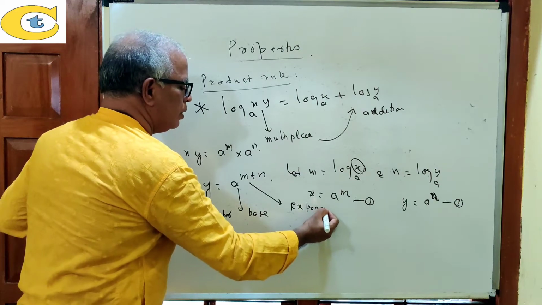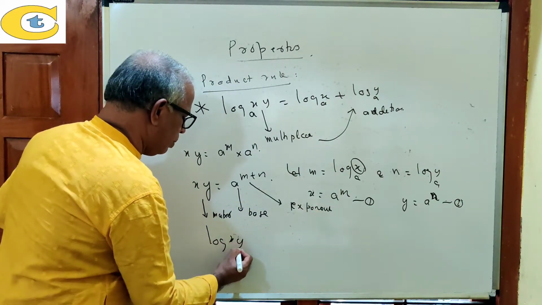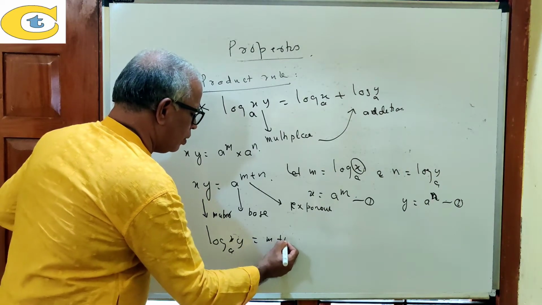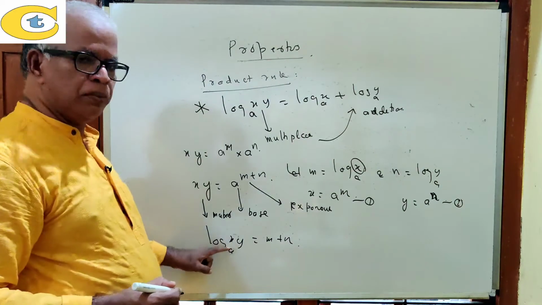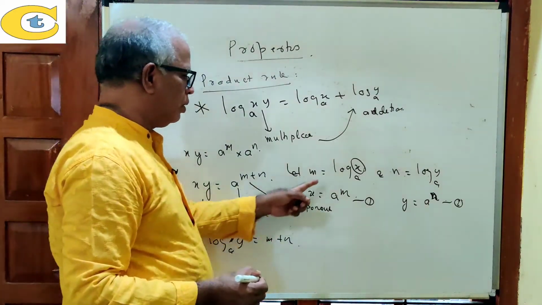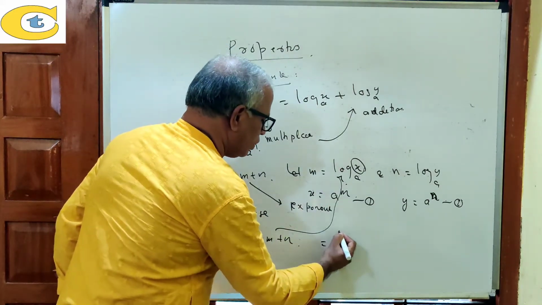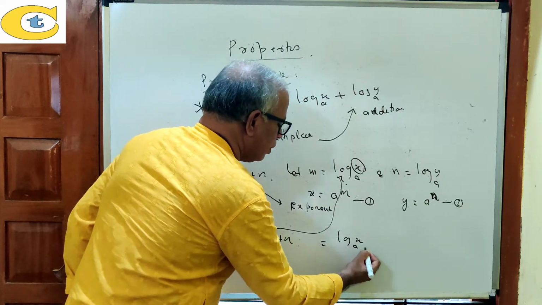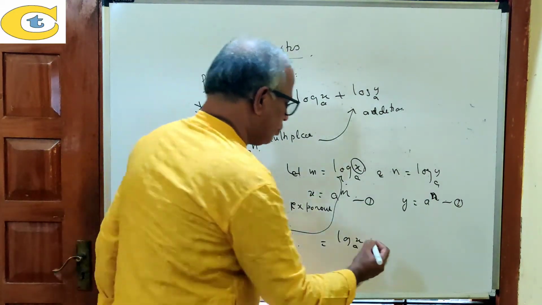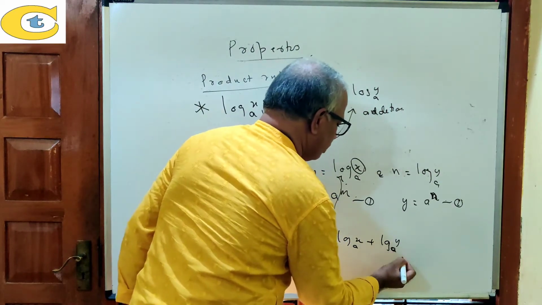By definition, what will happen? Logarithm of x into y to the base a is equal to m plus n. What is m here? M is nothing but log x to the base a. N is nothing but log y to the base a.